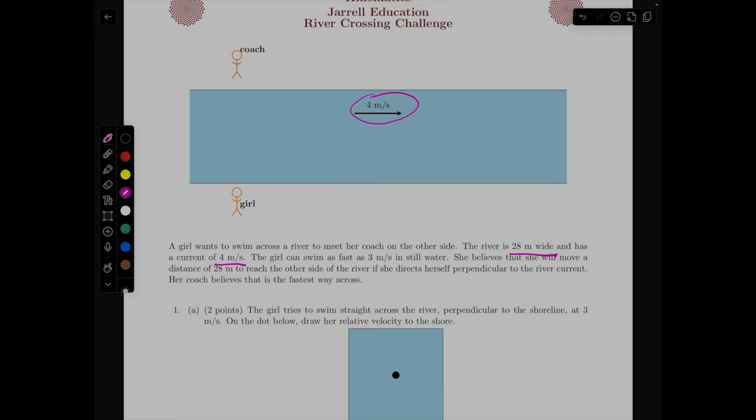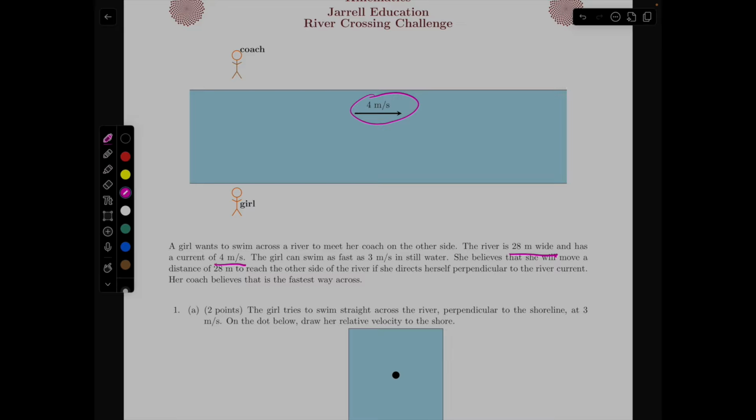So I have that marked in the picture. I know the water's moving from left to right at 4 meters per second. The girl can swim as fast as 3 meters per second in still water. So the girl basically is going to have her velocity vector with a magnitude of 3. The vector's going to have a length of 3. She believes that she will move a distance of 28 meters to reach the other side of the river if she directs herself perpendicular to the current.